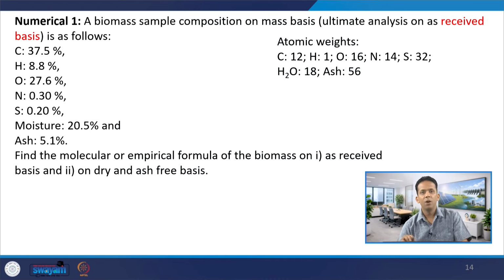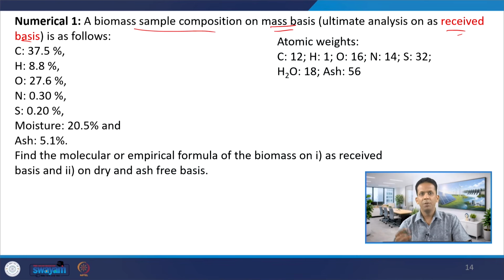Let us do one numerical. It will tell us how we can derive a molecular or an empirical formula for any given biomass. When you subject a biomass sample to ultimate analysis, we can get its elemental composition, moisture and ash. The same is given to us in the question: biomass sample composition on mass basis on received basis. Received basis means the way the sample is brought to us.